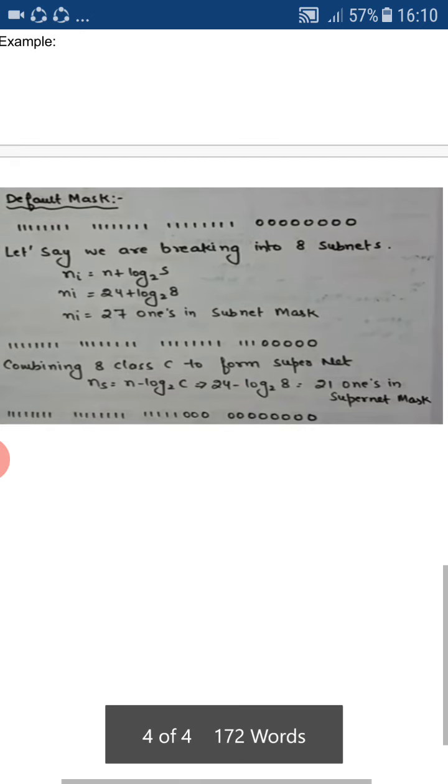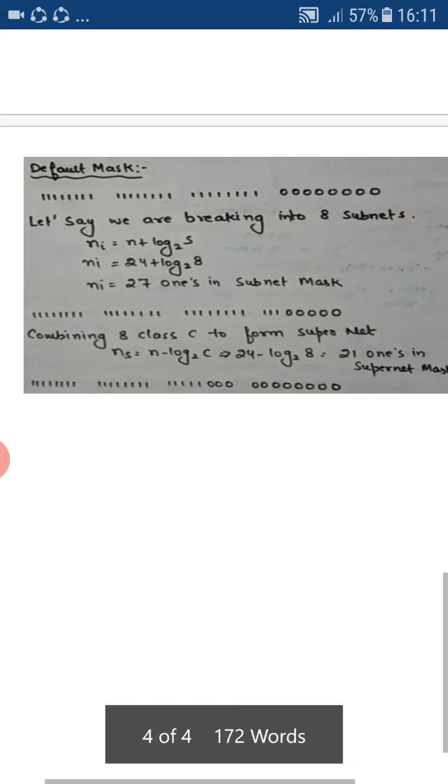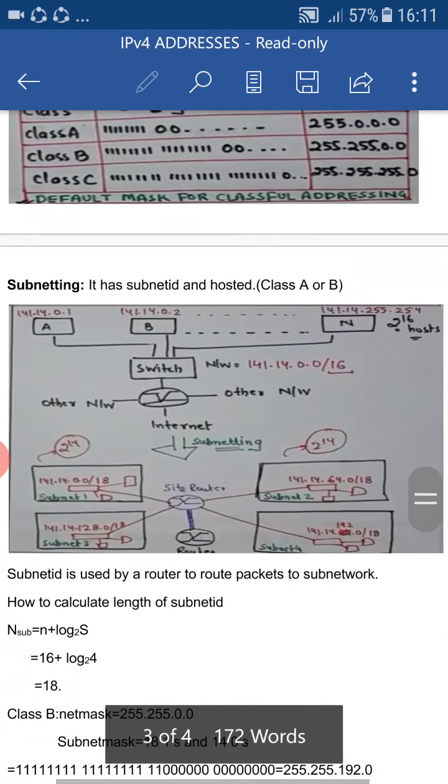Now we'll apply this for supernetting. In supernetting, instead of breaking, we are going to combine 8 class C blocks to form the supernet. Now the n value is 24 minus log 8 to the base 2, and we get 21. So in the supernet mask there are 21 ones and the remaining 11 are zeros. So here the number of ones decreases. This is about supernetting and subnetting.